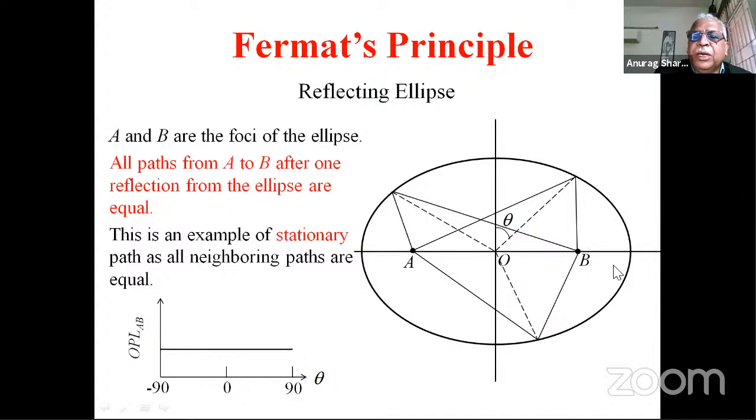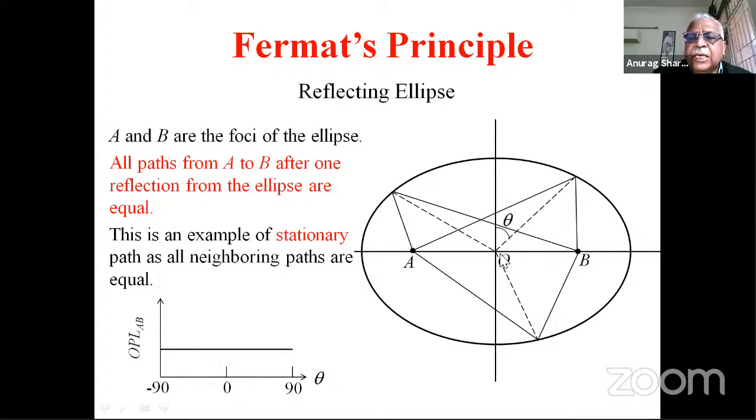So if there's a uniform medium inside this ellipse, and suppose there's a point source at A, the light will get reflected and reach B. Similarly, this will also reach B. And if I take a nearby path, it will also have the same length. And that means each of these paths is actually a stationary path, because nearby paths also have the same length.